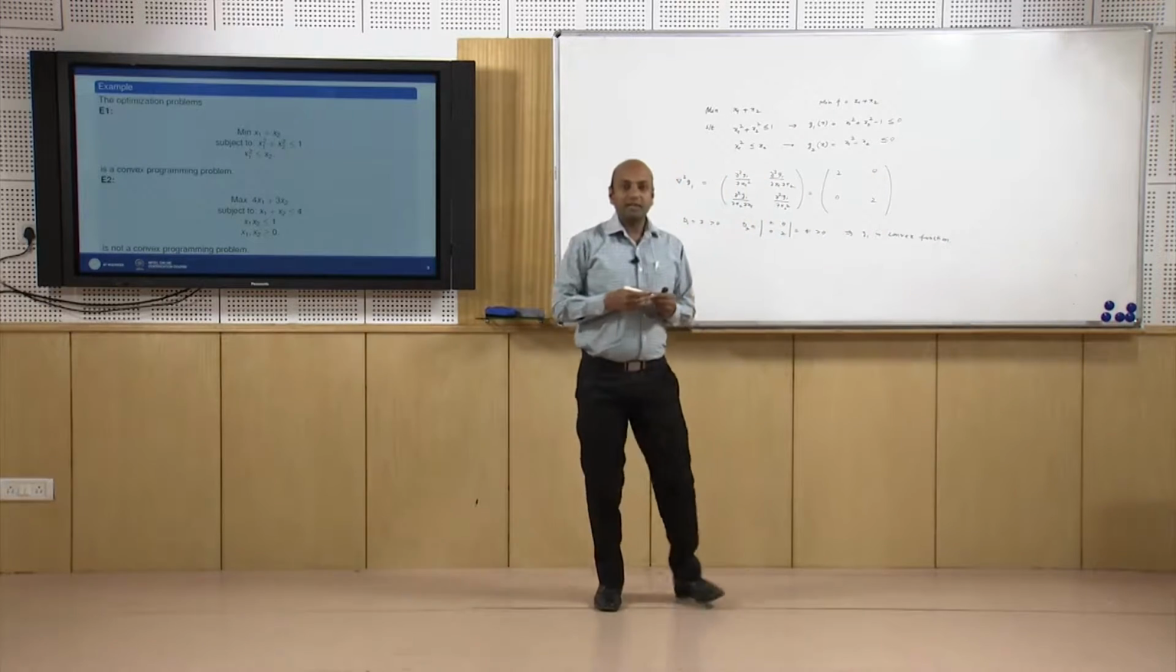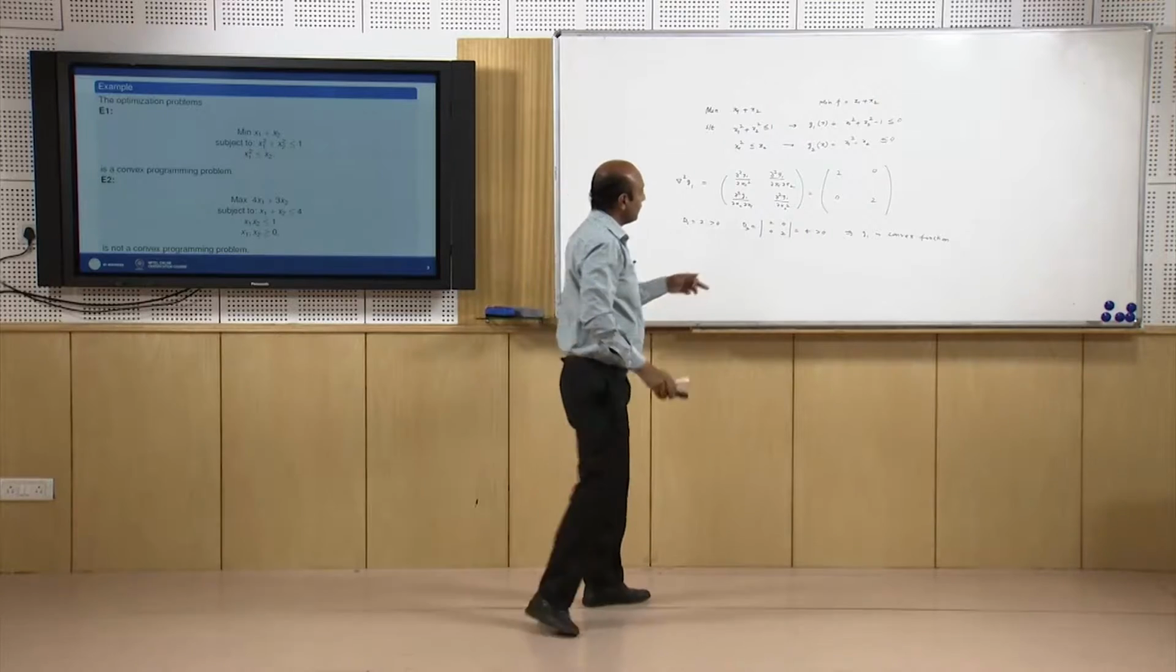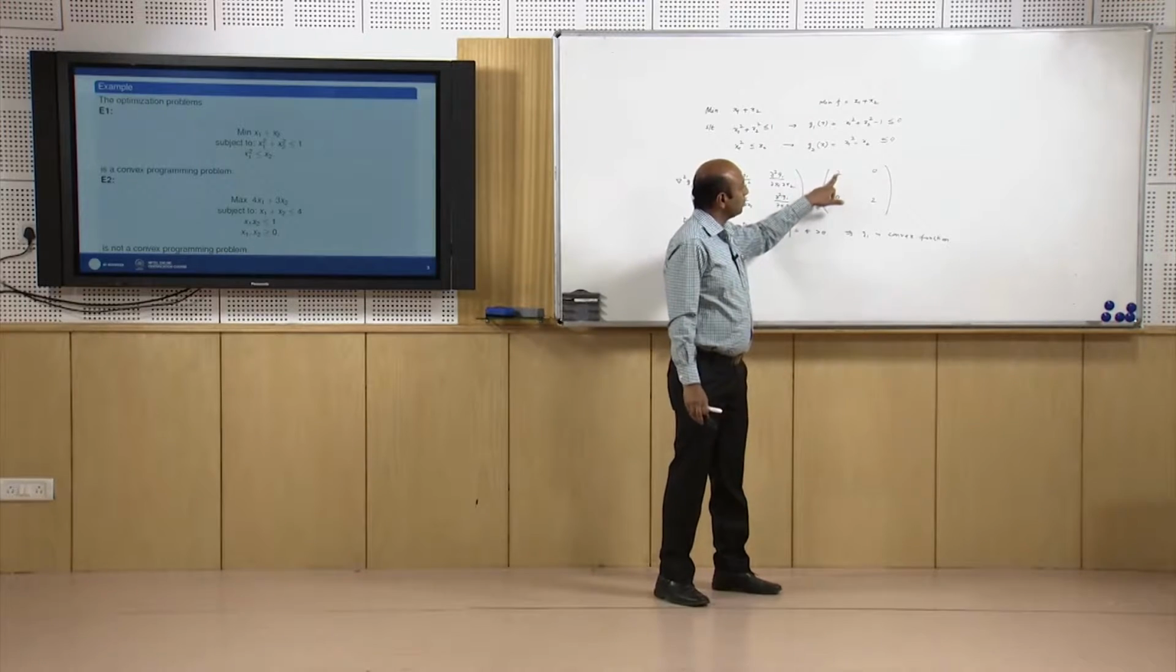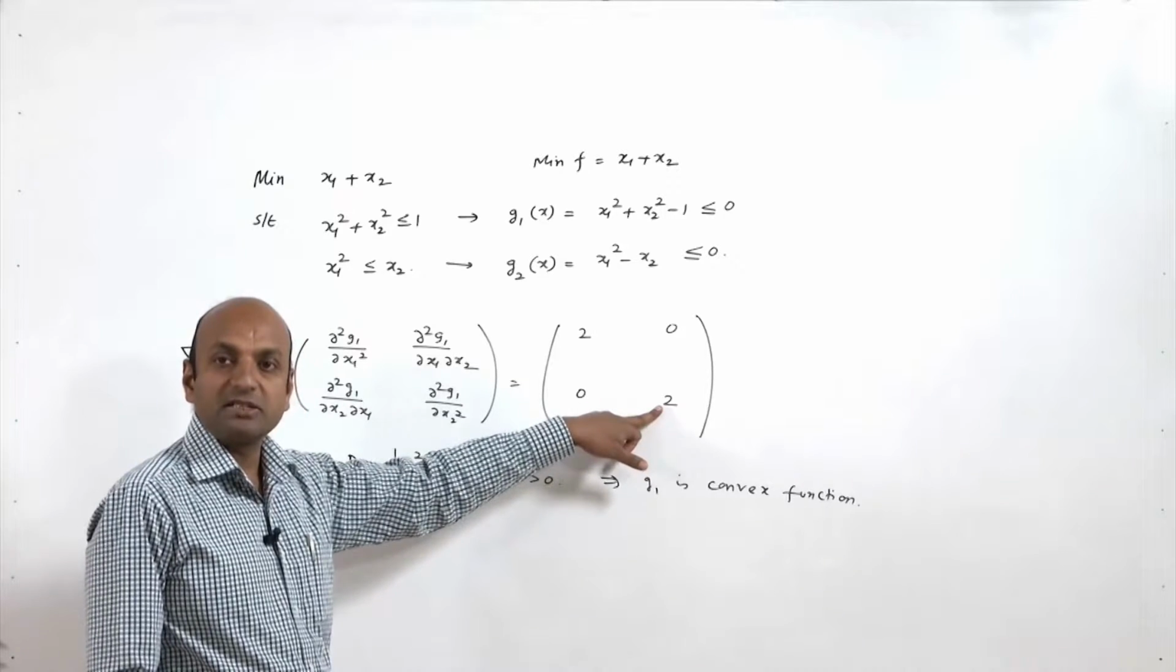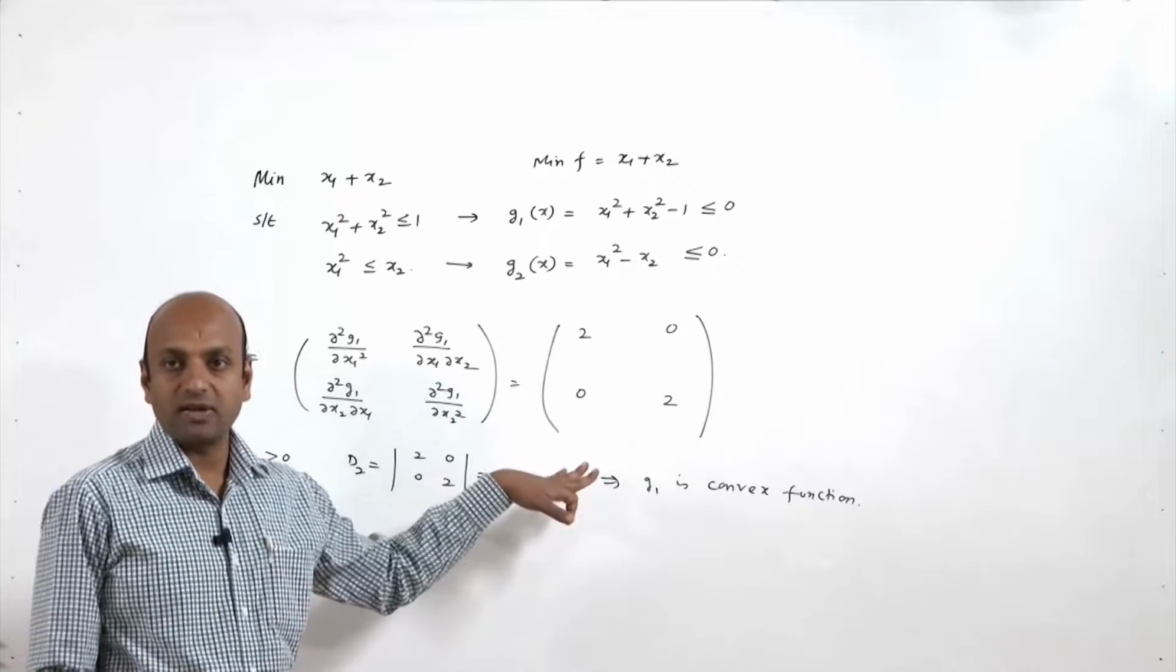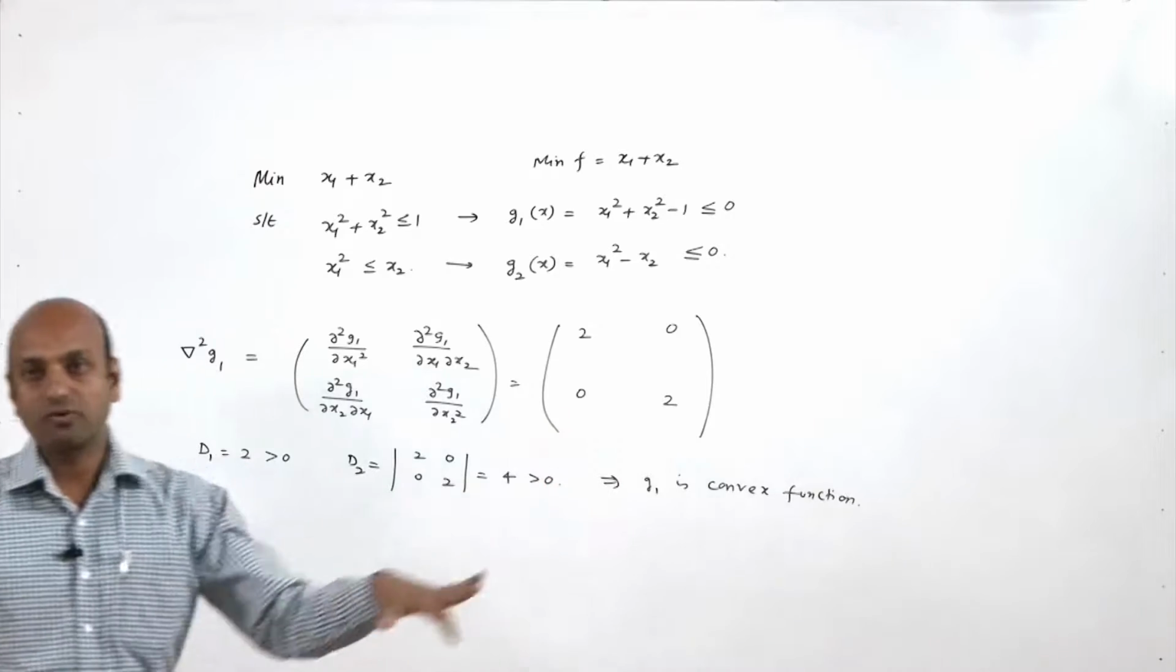Or you can use the eigenvalue test. The eigenvalues of this matrix are 2 and 2. Both eigenvalues are strictly greater than 0. So, this means the function is strictly convex and hence convex.